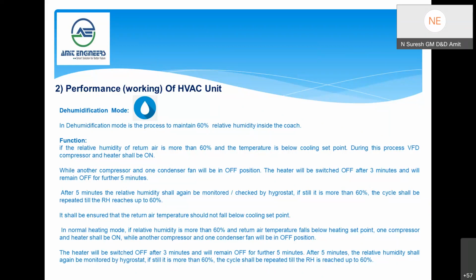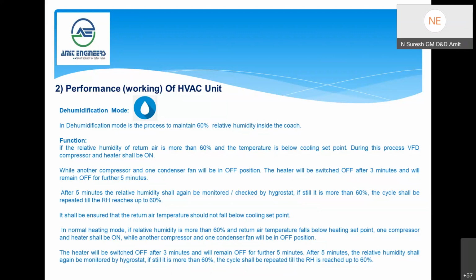So in this case, if the relative humidity inside the coach goes more than 60%, one compressor will be continuously working. By running the compressor continuously, the sensible temperature will come down. So to maintain the desired temperature inside, the heater will be parallelly kept on for 3 minutes and off for 5 minutes. That is how we are able to precisely maintain 60% RH as well as the temperature.